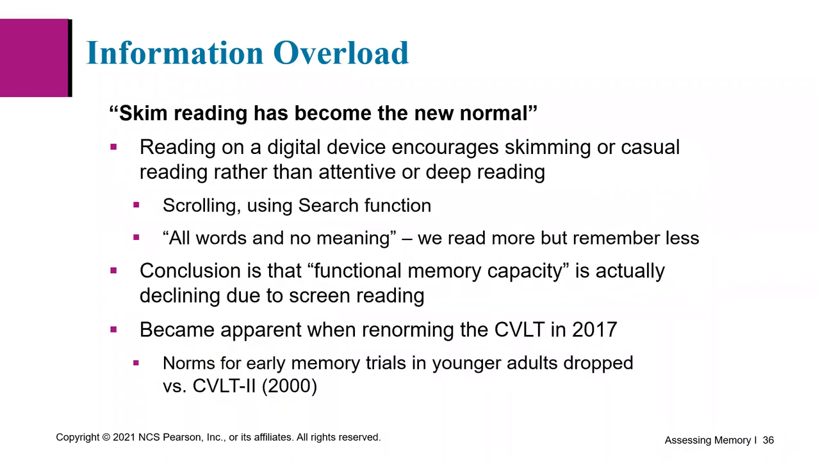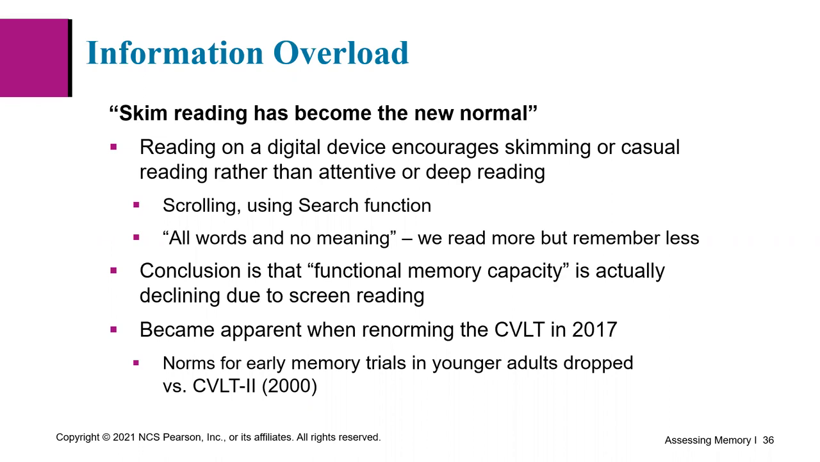Perhaps even more alarming is reading research that shows we read differently from a digital device than if words are printed on paper. Specifically, screen reading encourages skimming, or what's called casual reading, rather than the attentive or deep reading we utilize with print. Think about how your eyes and brain work when you're scrolling through an article online or when you've used the search function to highlight relevant words. The research suggests we're covering more ground, that is, more words, but taking in less meaning, a sure route to impaired learning and memory. And in fact, researchers have warned that our functional memory capacity is actually declining due to screen reading. At Pearson, we have findings to bear that out.